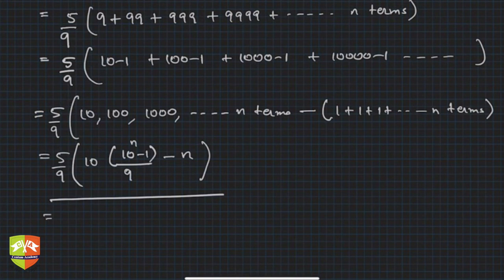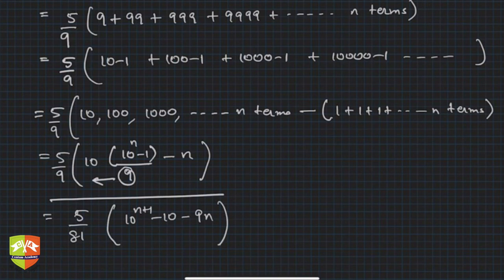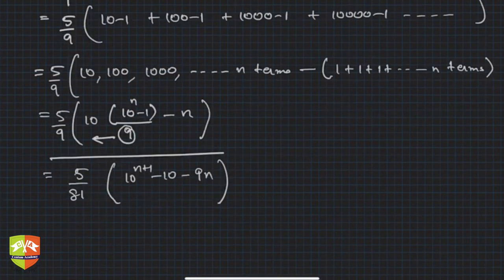So what you can do is take LCM. So 5 by 81. So this 9 comes out. But in return, what does it do? It becomes 10 to the power n plus 1 minus 10 minus 9n. This is the expression for the sum of that series, nth term.